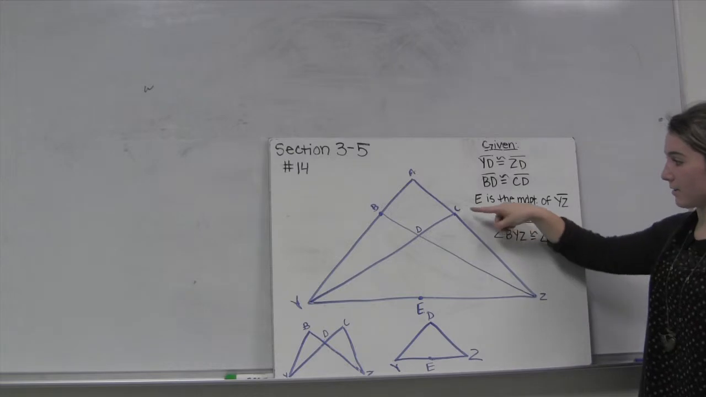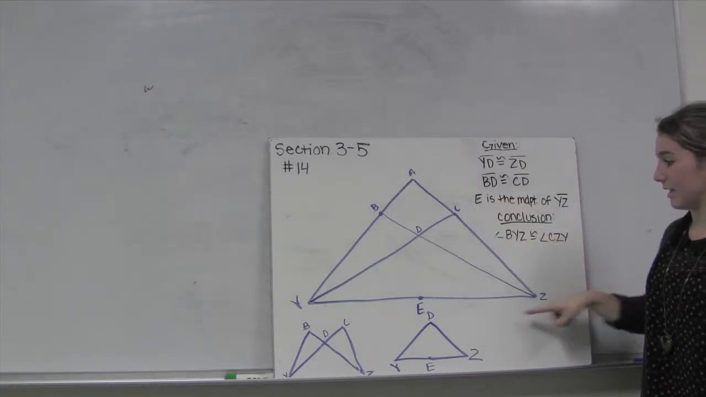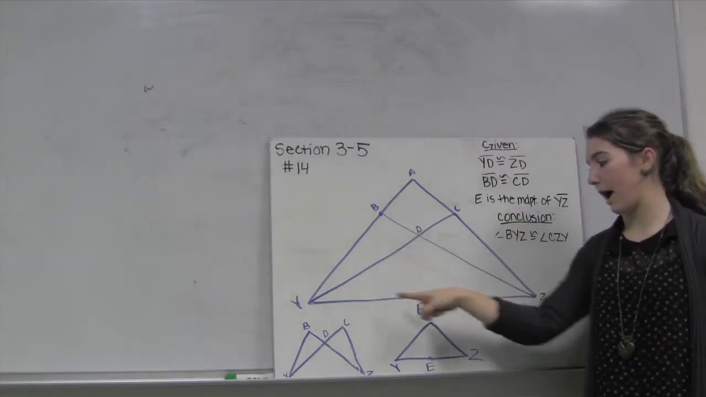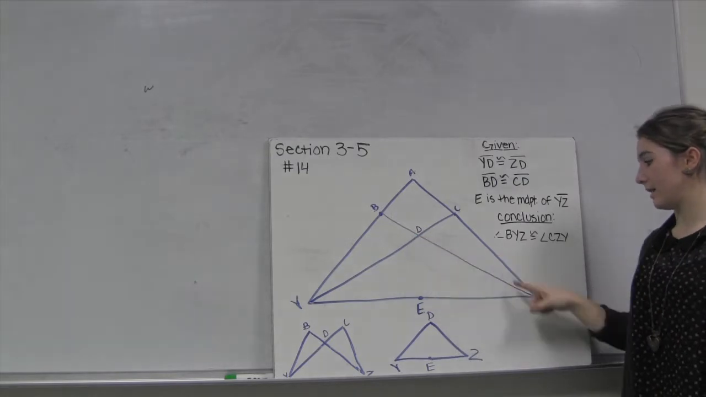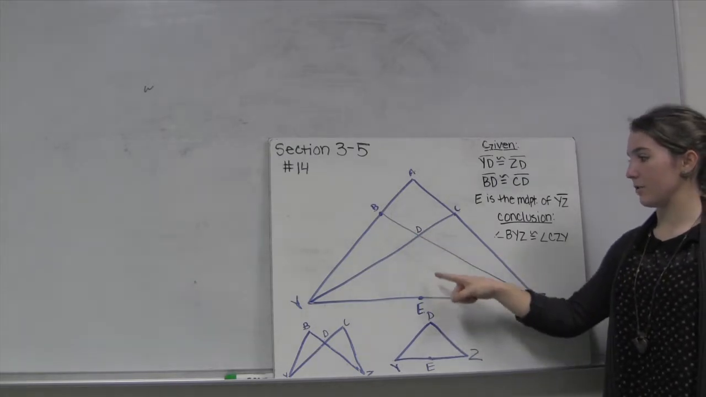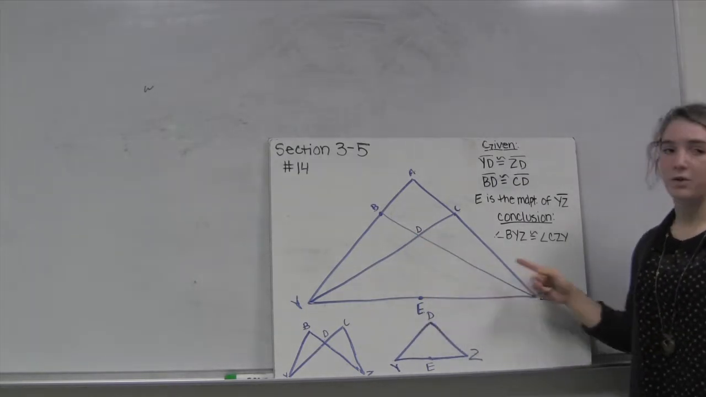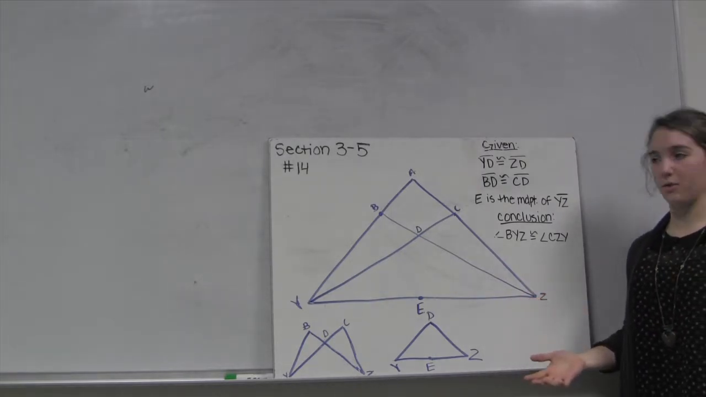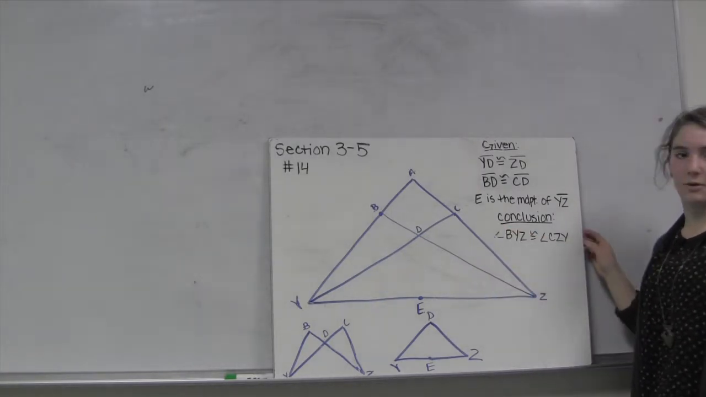And so we found that angle CZE is congruent to angle BYE, and angle DZE is congruent to angle DYE, and you can use those and add the two congruent angles to find the larger angles congruent.